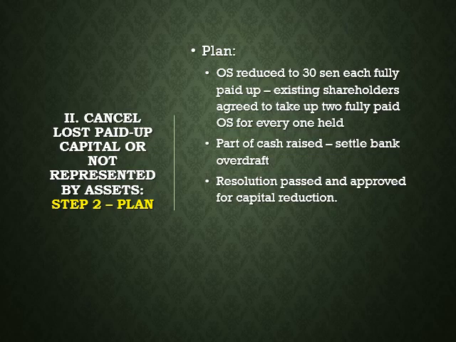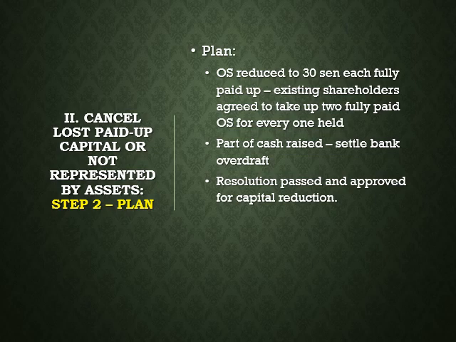In step 2, the management or judicial manager must come up with a plan to cancel the loss determined earlier. And as mentioned in part 1 of this series, the plan must be agreed by shareholders and creditors. In this illustration, the plan is to reduce the value of ordinary shares to 30 cents each and consider it as fully paid up at that value.